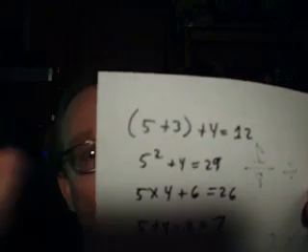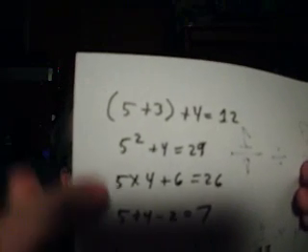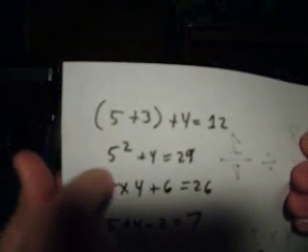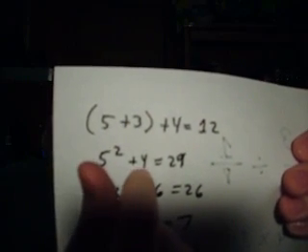like a square or some kind of an exponent, or you have a square root? Well, you solve the exponent first, then you add the number. So 5 squared is 25, plus 4 is 29.